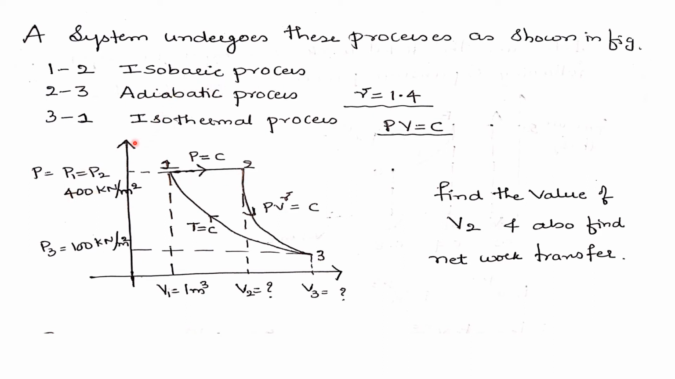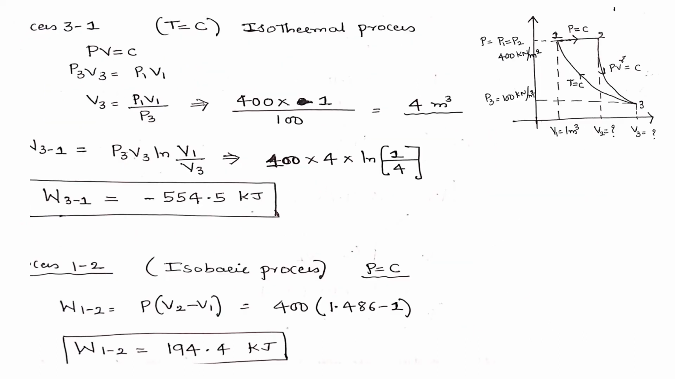Process 1 to 2 is isobaric, which means the pressure is 400 kilonewton per meter square, or 400 kilopascal, and it stays the same. So the pressure at point 3 is also given here as 100 kilonewton per meter square. Now we'll calculate the processes one by one.